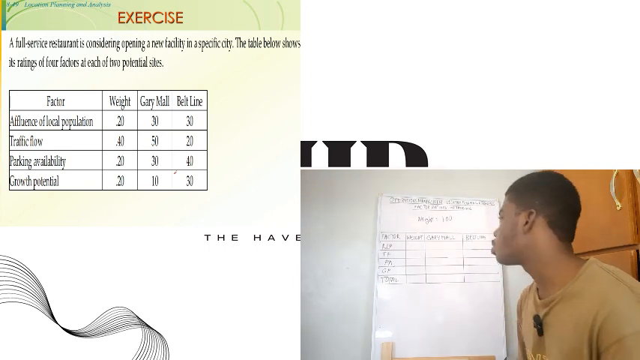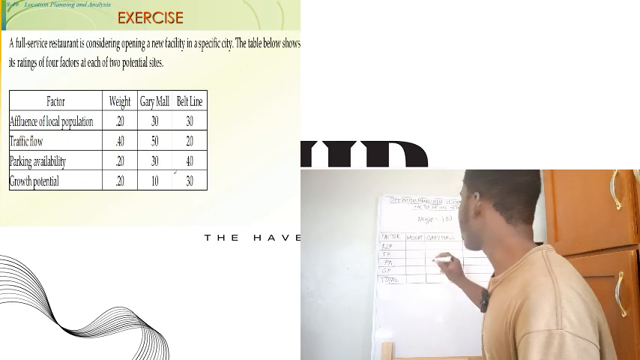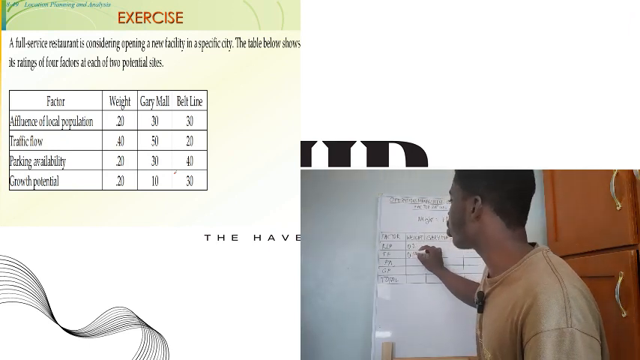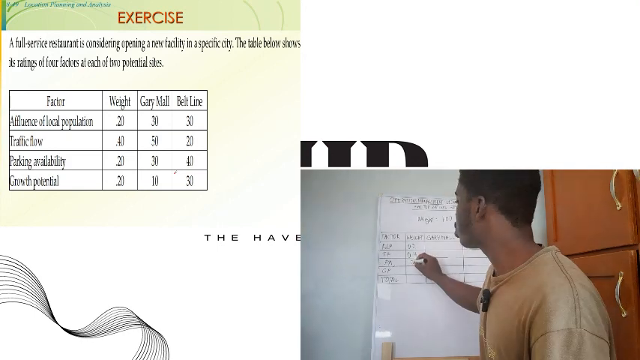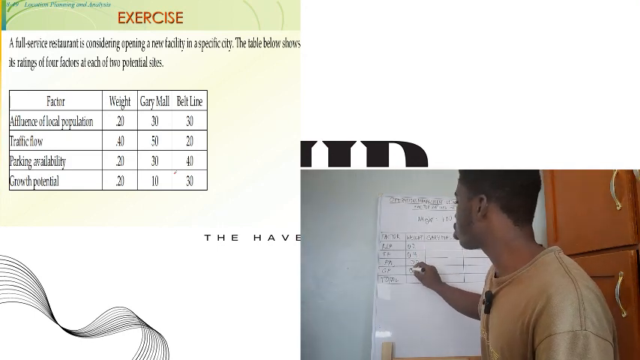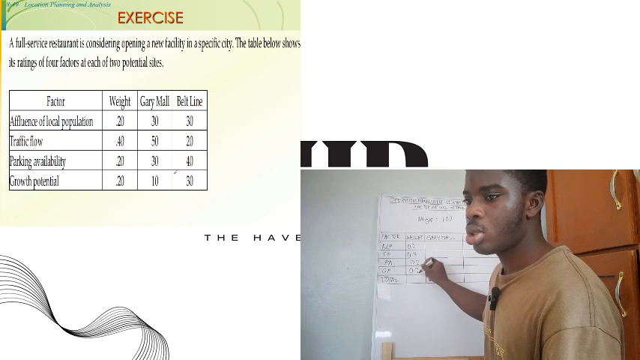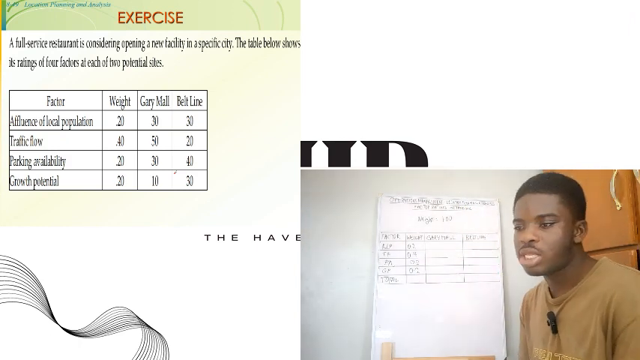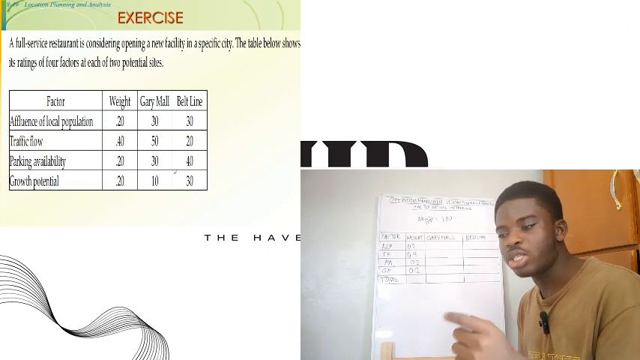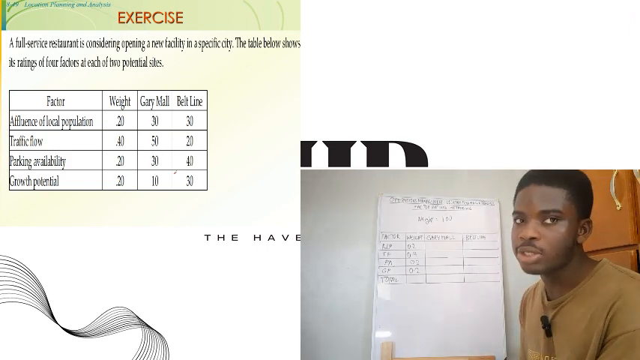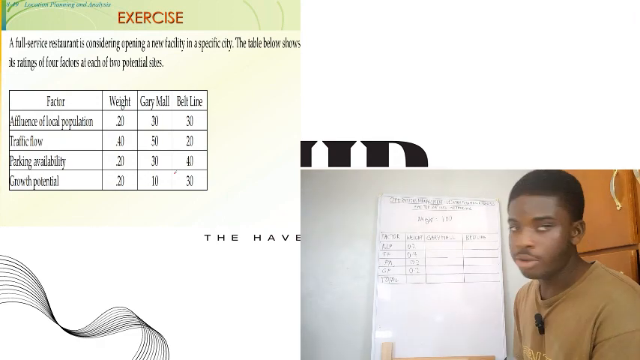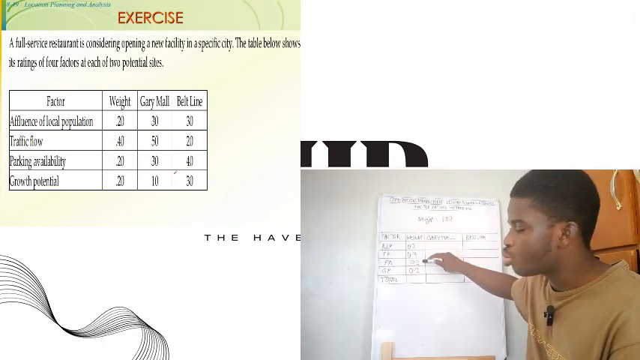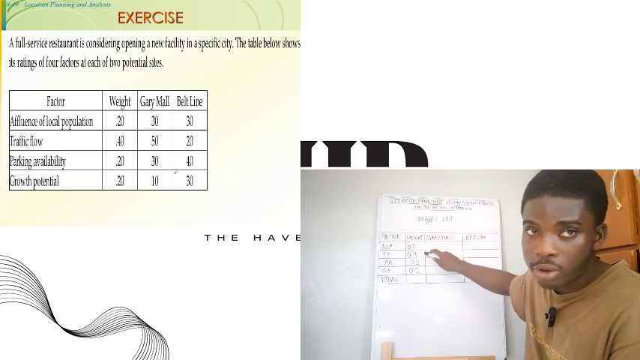What's the weight? 0.2, 0.4, 0.2, 0.2. So whenever you see a point figure, it means it's 0 point; the zero is not necessary. 2 plus 2 plus 2 is 6, 6 plus 4 is 1.